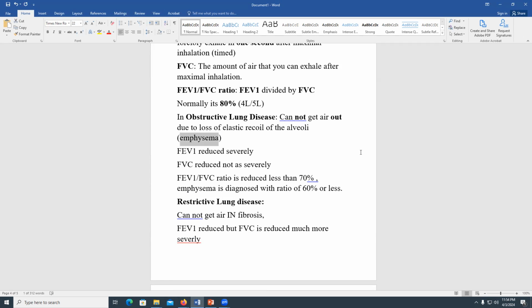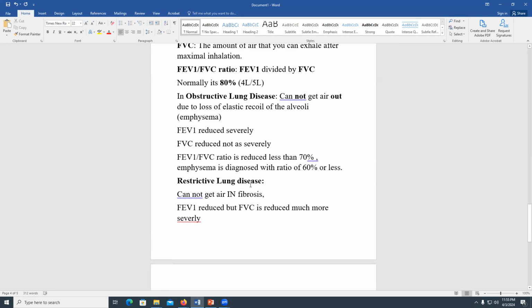So we would have a vital capacity. But when we want to expire, the air is not coming out. So there will be a drop. Obviously, there will be a drop, and then that ratio is going to drop from 80%. So we will notice that in the first second, the forced expired volume will be reduced severely. But the forced vital capacity obviously will also be reduced, but not as severely as the expiratory volume in that 1 second. So that will cause the ratio to drop, and it will be less than 70%. That's why emphysema is diagnosed with a FEV1 over FVC ratio of 60% or less.